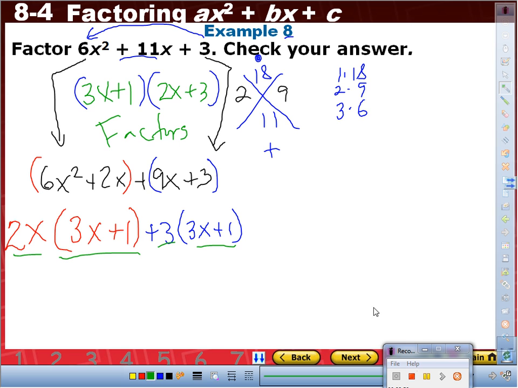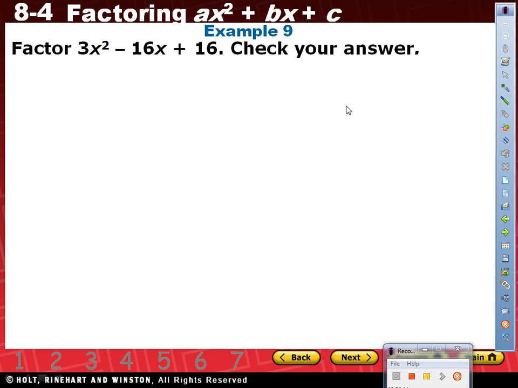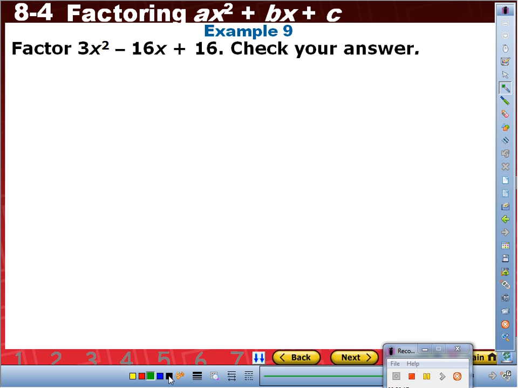And I think we have time for one more. Here we go. Copy this next one. Example 9. 3x squared minus 16x plus 16. See if you can do that one by yourself, the whole thing.